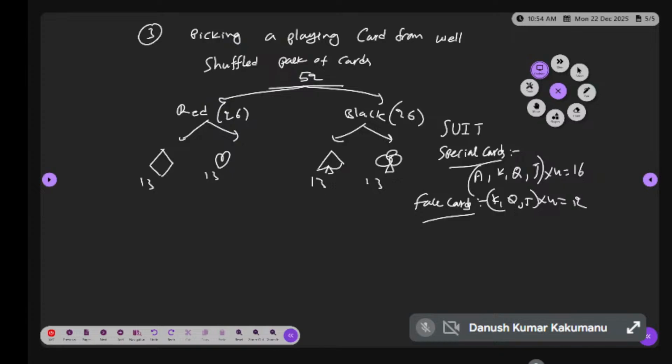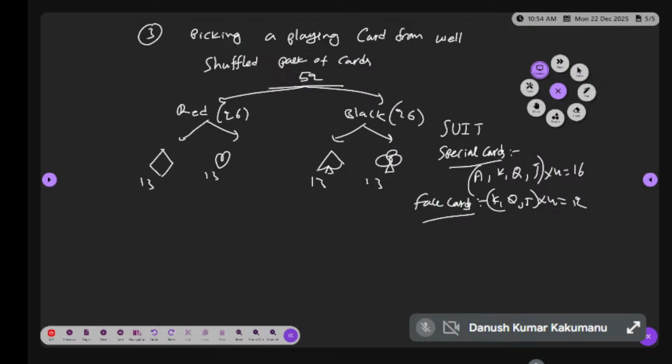How many cards are there? 52. How many ways to draw one card? 52 ways, 52C1. Out of that, how many ways to draw the special cards? 16C1 by 52C1, so 16 by 52.